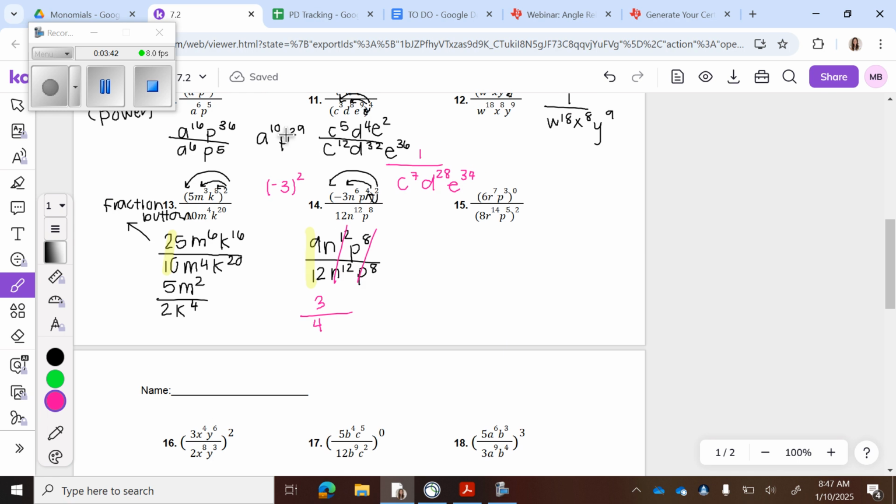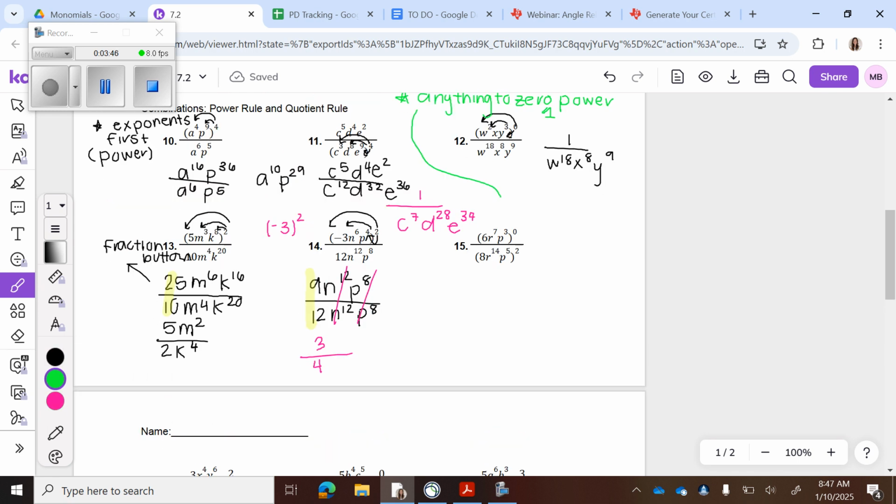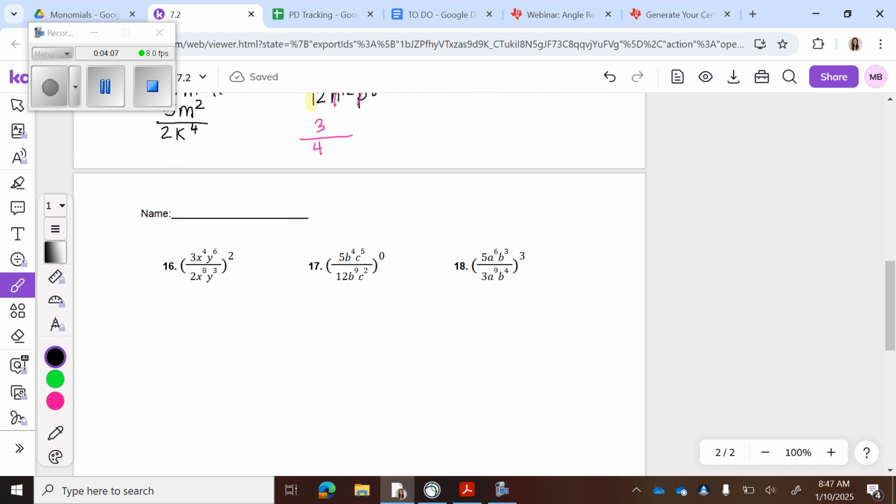All right, we already said this on number 12, but same thing here. Anything to the 0 power is 1. So my whole numerator is going to become 1 over, I've got to distribute this power again. So that's 8 to the 2nd, which is 64. R to the 28th, because 2 times 4 is 8, p to the 10th. I don't have anything else to simplify here, so I'm going to leave it like that.